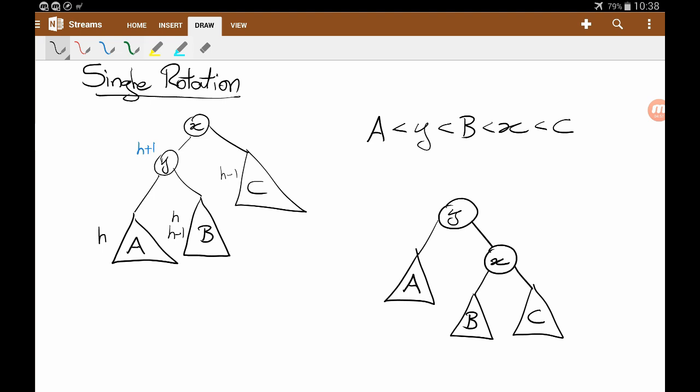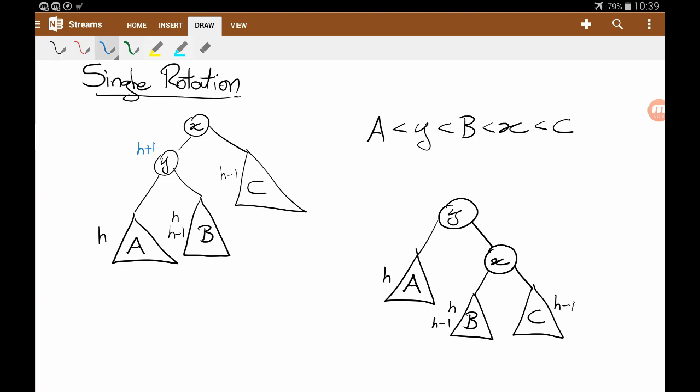All right. So let's have a look at the heights of everything again. So we said that the height of A was H. We said the height of B was either H or H minus 1. And we said that the height of C was H minus 1.